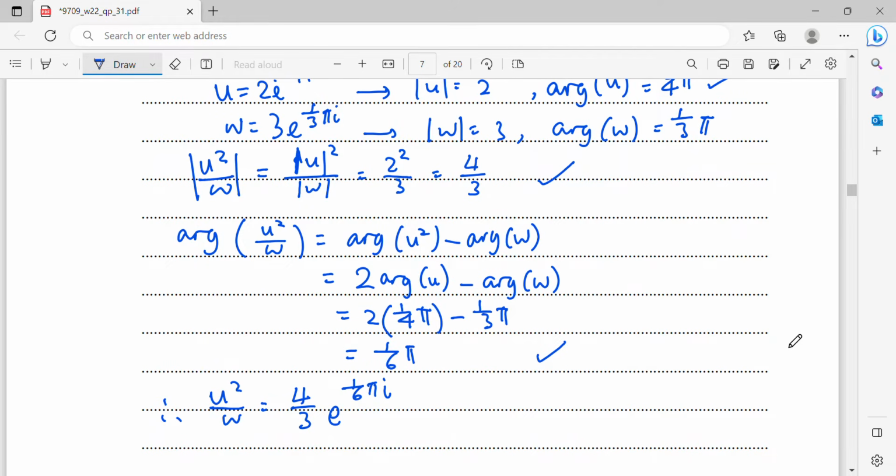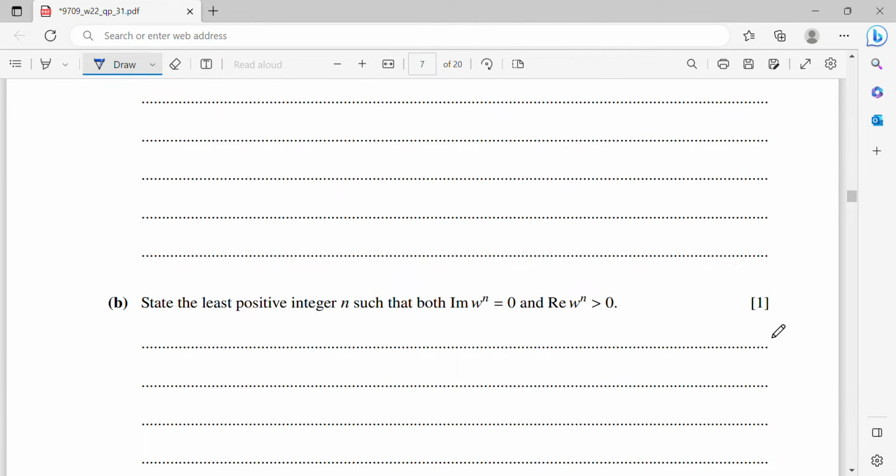Okay. Now B, state the least positive integer n such that both Im, this Im is the imaginary part of w^n, equals 0, and the real part of w^n is greater than 0. Okay, even though it is only 1 mark, I will explain step by step.